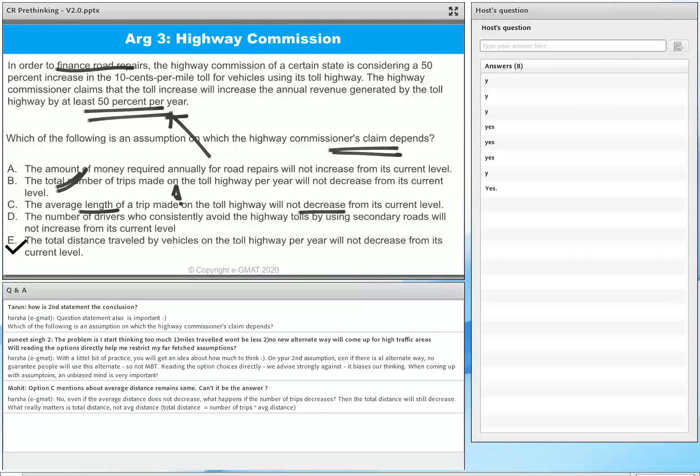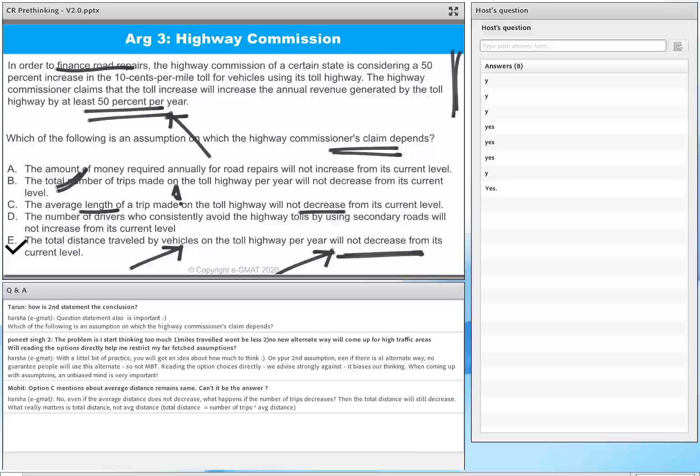The total distance will not decrease. Do you know whether the total distance will decrease or not in this, Tarun? If you read the argument, just this part from here, can you infer this? But the total distance, even when you go to the price increase, can you infer this? Tarun has a question.